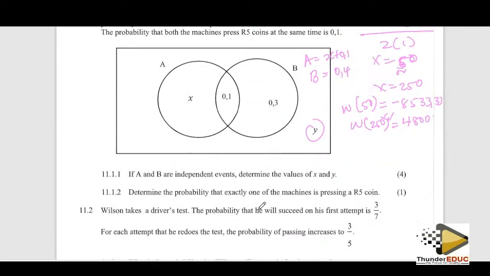Then they want us to determine the probability that exactly one of the machines is pressing the coins. Exactly one of the machines. So remember, our X was 0.15, and then the B alone is 0.3. So we just add the 2: 0.15 plus the 0.3 gives us 0.45. And then 11.2.